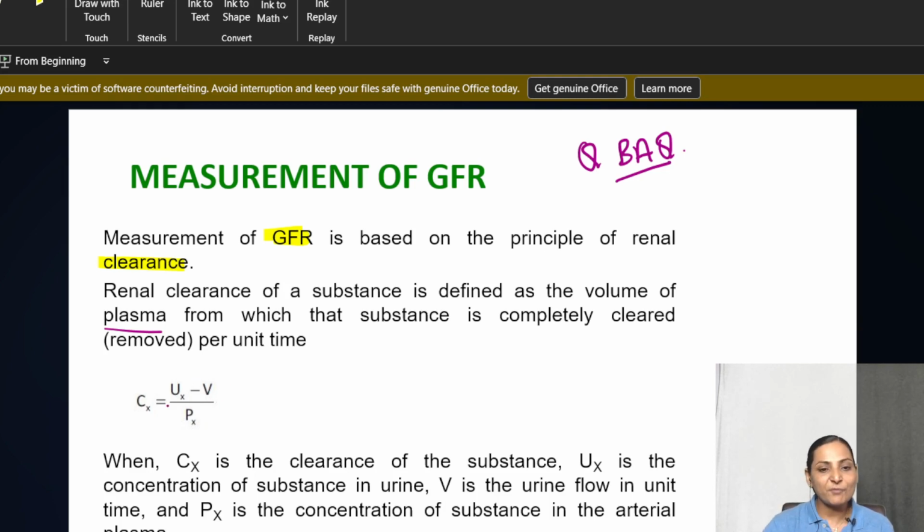It is given by the formula Cx, where Cx is the clearance, which is Ux divided by Px multiplied by V, where Ux is the concentration of the substance in urine, Px is the concentration of the substance in plasma, and V is the urine flow rate. So this also comes in your NEET PG for calculation.